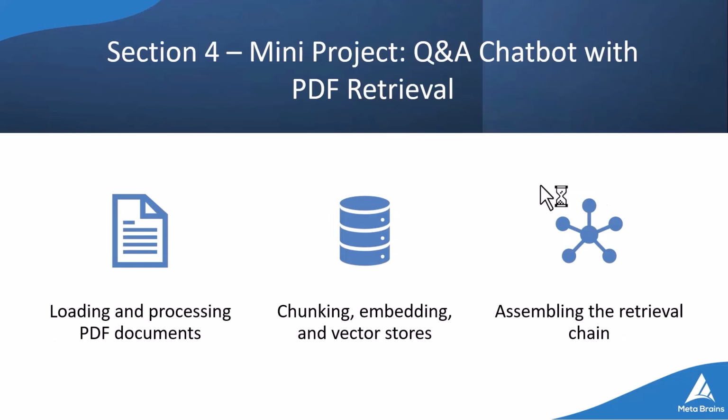Section 4. Mini project. Q&A chatbot with PDF retrieval. To bring it all together, we'll implement a Q&A chatbot that parses PDF documents and lets users retrieve information through natural language conversations. This project ties together everything you've learned and prepares you for designing your own custom applications.